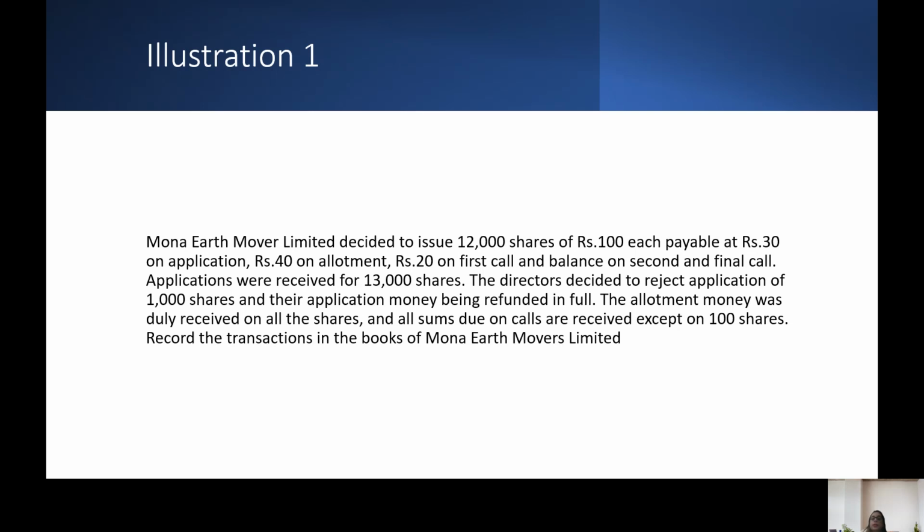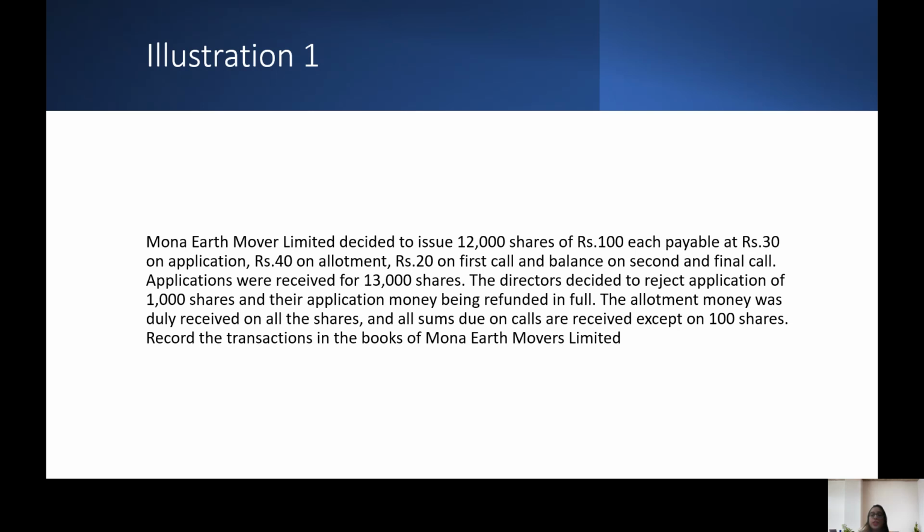Now let's discuss this with the help of an example. Mona Earth Movers Limited decided to issue 12,000 shares of rupees 100 each, payable at rupees 30 on application, 40 on allotment, 20 on first call, and the balance on second and final call.